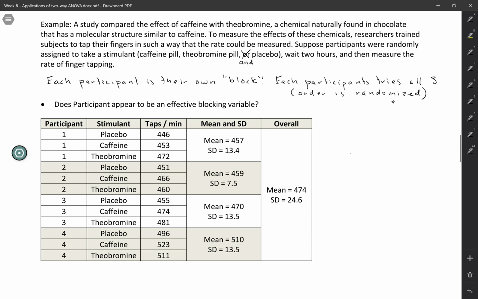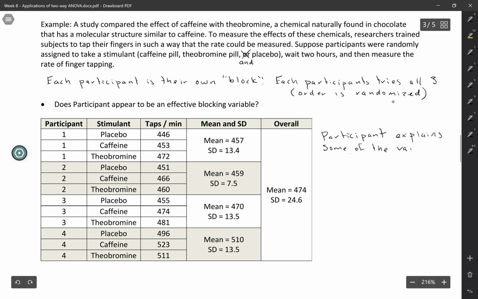So first let's think about whether participant appears to be an effective blocking variable. In other words, does participant explain some of the variation in the tapping rates? And in this case it does. So if we look at the outcomes here arranged by participant, participant does explain some of the variation in tapping rates. Some of the variation is explained by person-to-person variability.